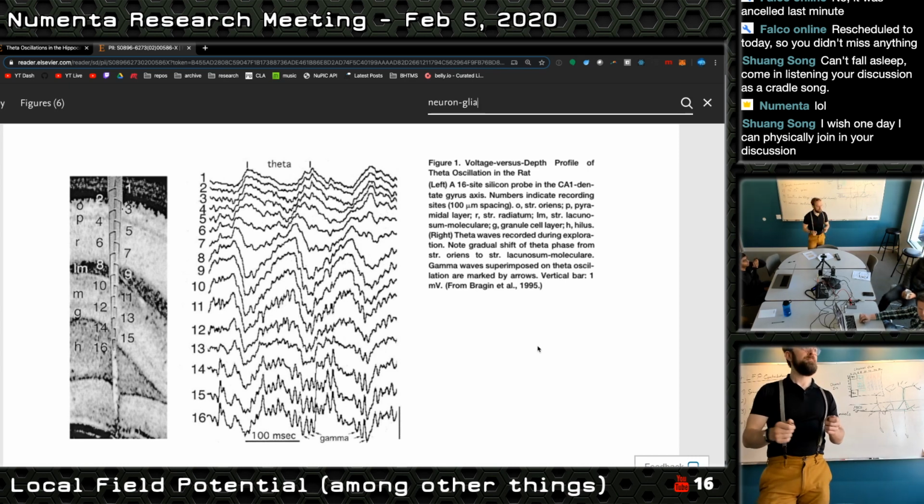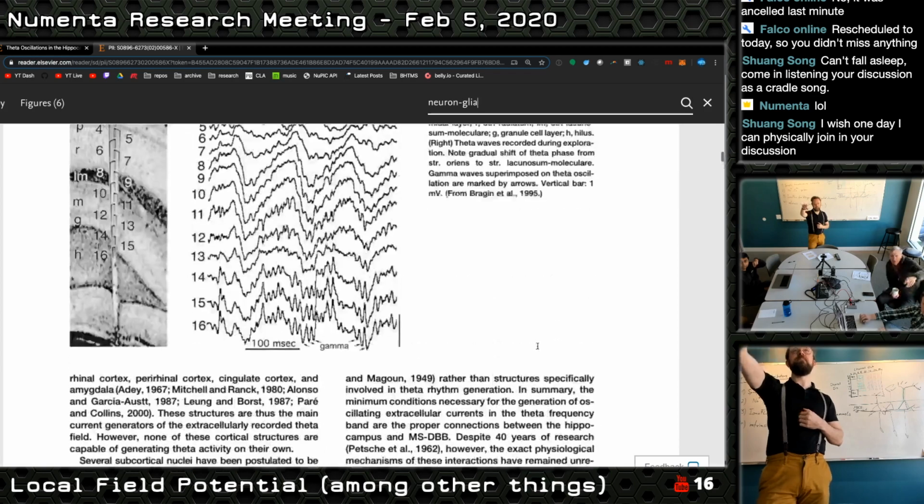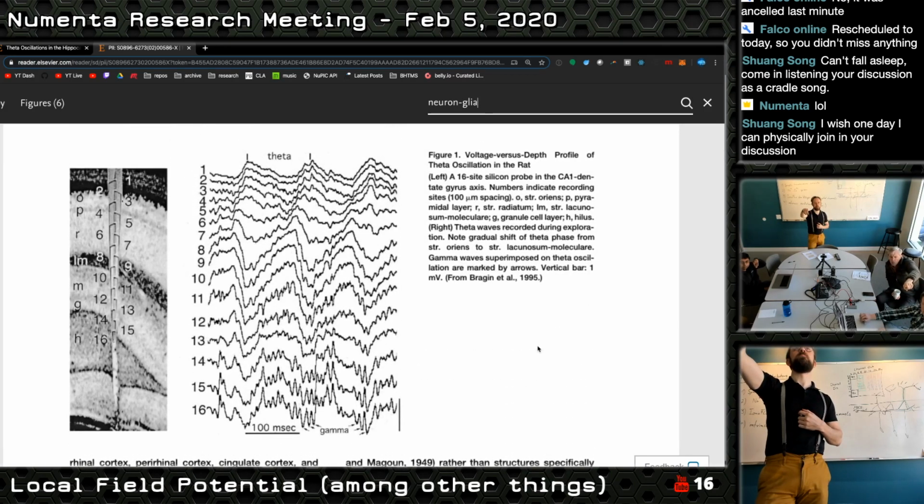Does it always do that? That is a pretty reliable finding, yes. And that has to do with the geometry of this. There are models that have been proposed about how theta comes about. Can you scroll a little bit down? Is that picture showing the actual probe on the left? Yes, that is showing the actual probe.